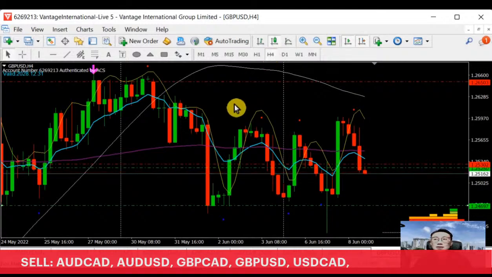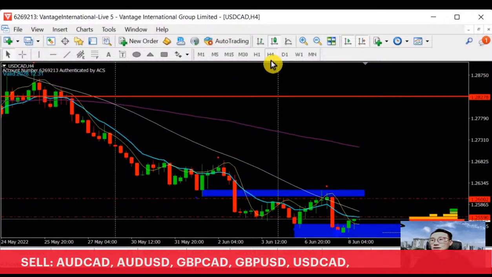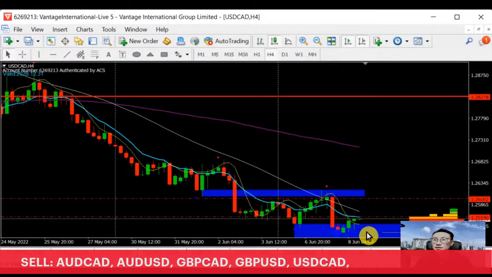All right, so let's come back to dollar CAD. Dollar CAD over here, H4, we are now having a hammer. In terms of this H4 closing with a hammer, what does it mean? All right, buying is possible, correct? Buying is possible. So if that's the case now, right?